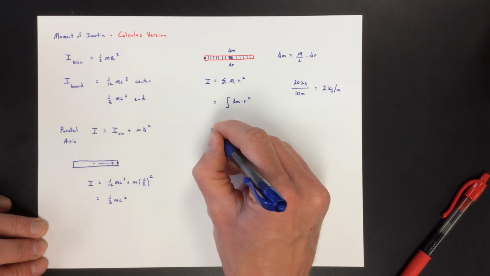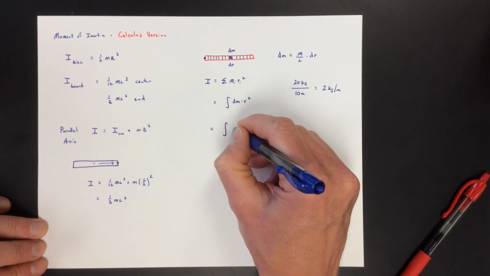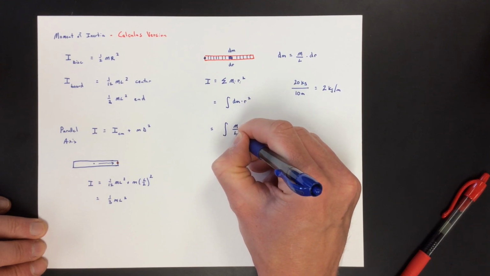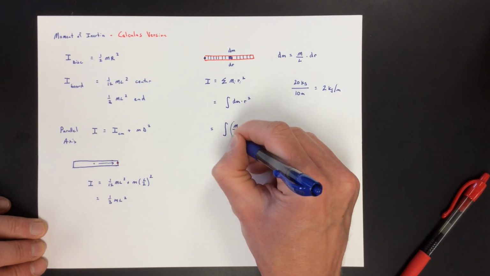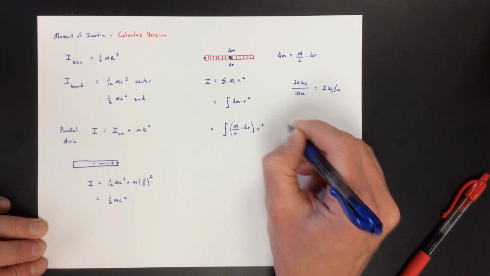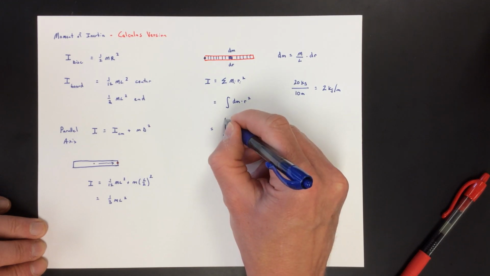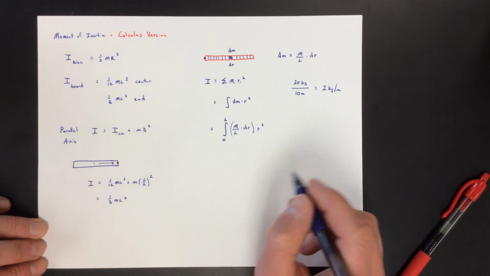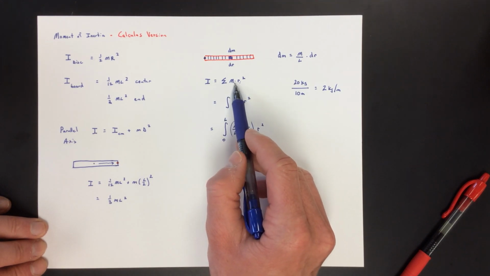So then we're going to replace that for dm. We're going to accumulate dm, which is m over L times dr, times r squared, and we're going to accumulate all of those contributions from 0 to L. Think about what I'm doing here. This is algebraically what we know, the summation of all the point particles.